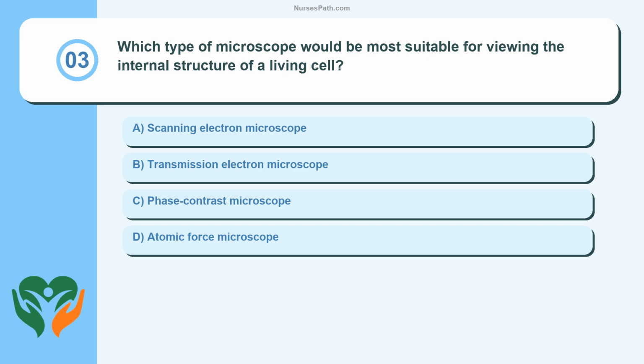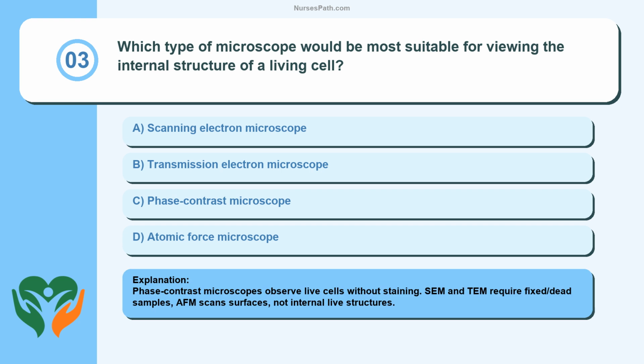Question 3. Which type of microscope would be most suitable for viewing the internal structure of a living cell? Scanning electron microscope, transmission electron microscope, phase contrast microscope, atomic force microscope. Phase contrast microscopes observe live cells without staining. SEM and TEM require fixed/dead samples. AFM scans surfaces, not internal live structures.